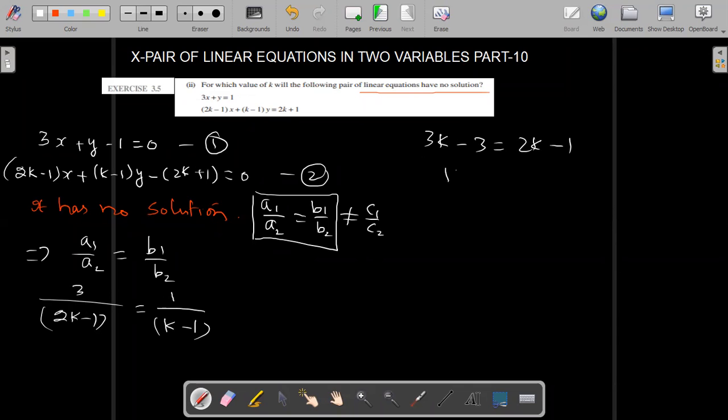3k minus 2k, k, and 3 will come right hand side, 3 minus 1. So k will be equal to 3 minus 1, 2. We got the answer. K is equal to 2. So it's simple. When we have only one unknown quantity, we can easily find out. Whenever a condition is given in the question, you can apply the condition to get the constant in the equation. Okay. Got it.